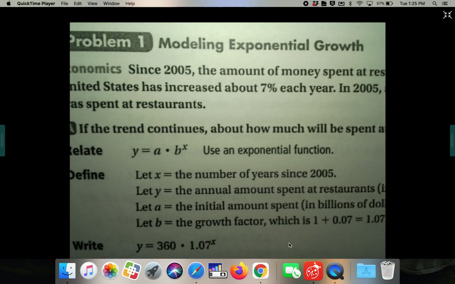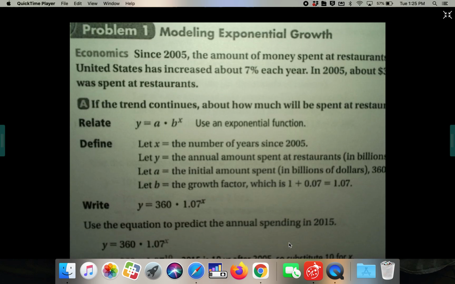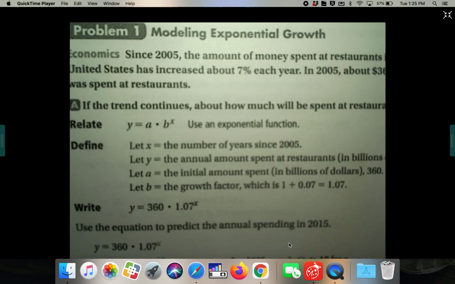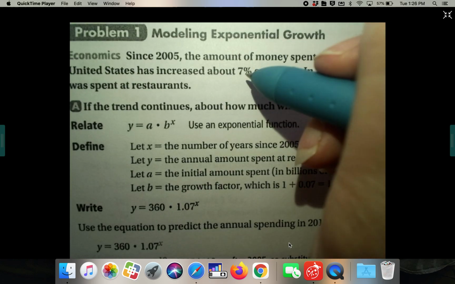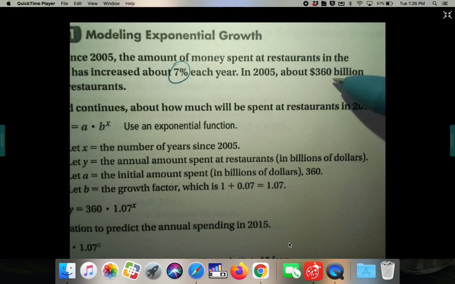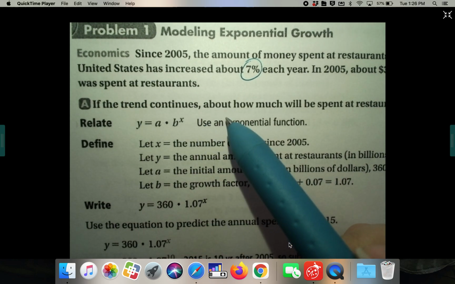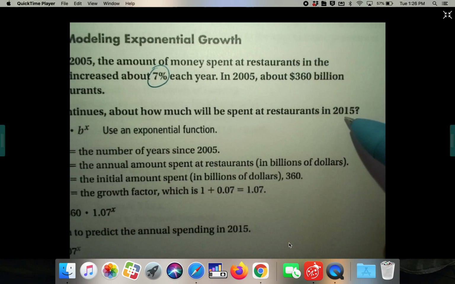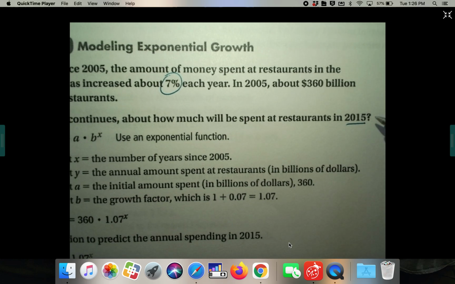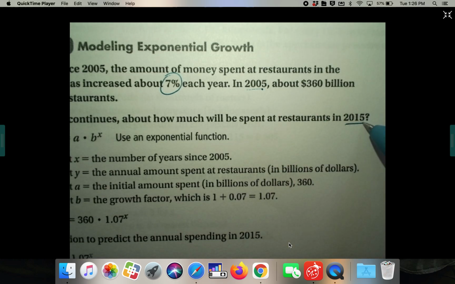Okay, so then we're going to model with exponential growth. So here's an economics problem. It says since 2005, the amount of money spent at restaurants in the United States has increased about 7% each year. In 2005, about $360 billion was spent at restaurants. So if the trend continues, how much will be spent at restaurants in 2015? So this is a little outdated because obviously it's way past 2015 at this point, but that's okay. We can still do it. They're saying since 2005 to now 2015.